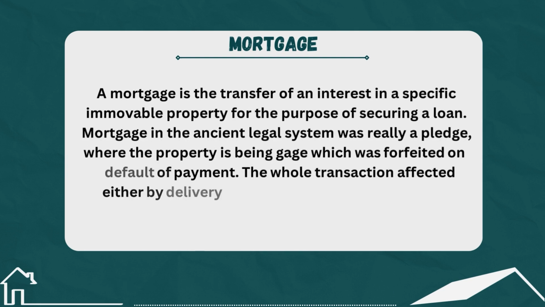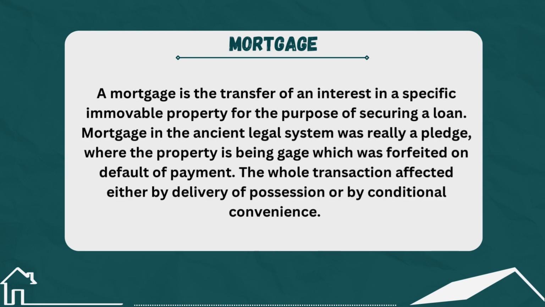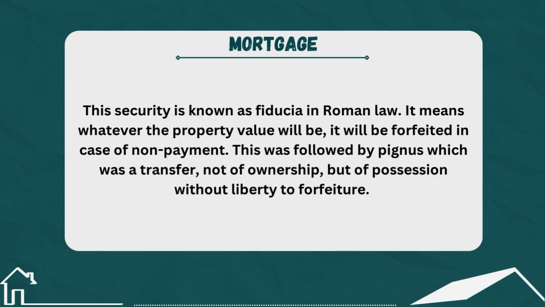A mortgage is the transfer of an interest in a specific immovable property for the purpose of securing a loan. Mortgage in the ancient legal system was really a pledge where the property was being gauged, which was forfeited on default of payment. The whole transaction was effected either by delivery of possession or by conditional conveyance. This security is known as fiducia in Roman law.